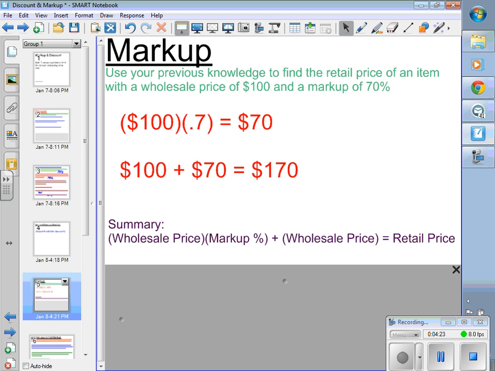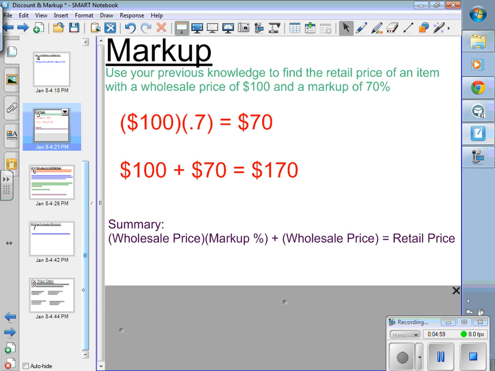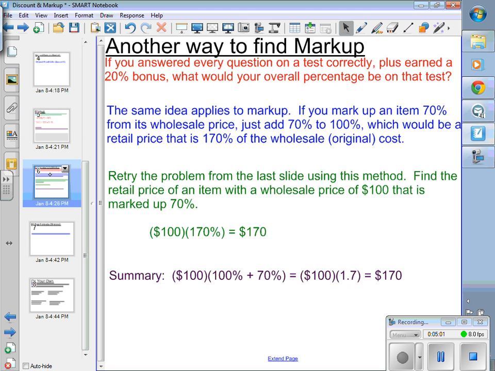So, summary: wholesale price times the markup percentage plus the wholesale price is equal to the retail price. So let's look at that again. The wholesale price times the markup percentage added to the wholesale price equals the retail price. So we have to multiply the wholesale price times the markup percentage and then add it back to that wholesale price to get our retail price. And this is what happens in a store when they buy their items to sell. Okay, all right, moving on.